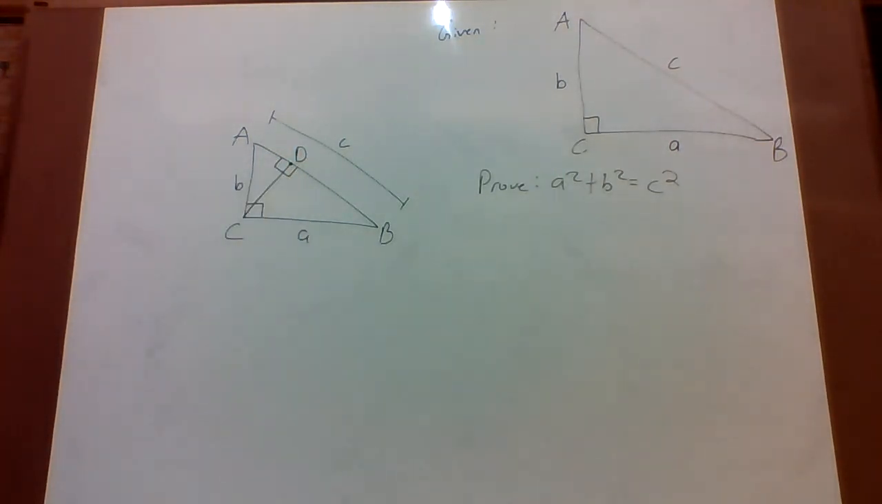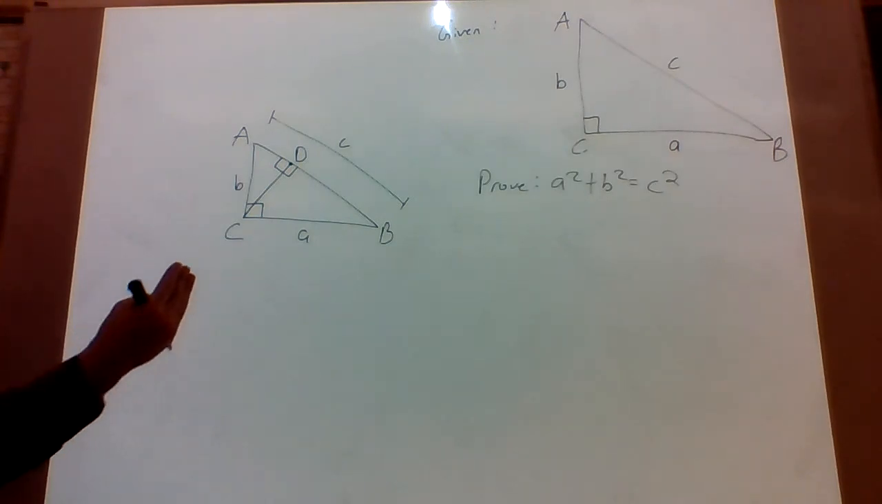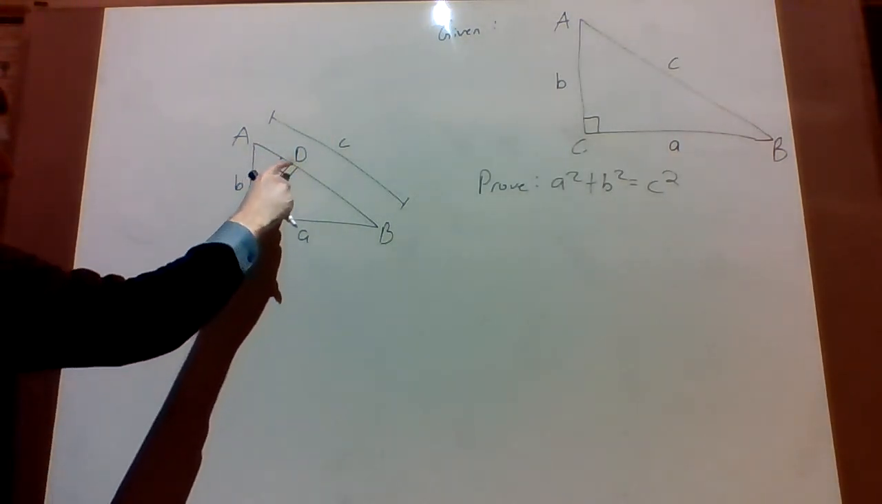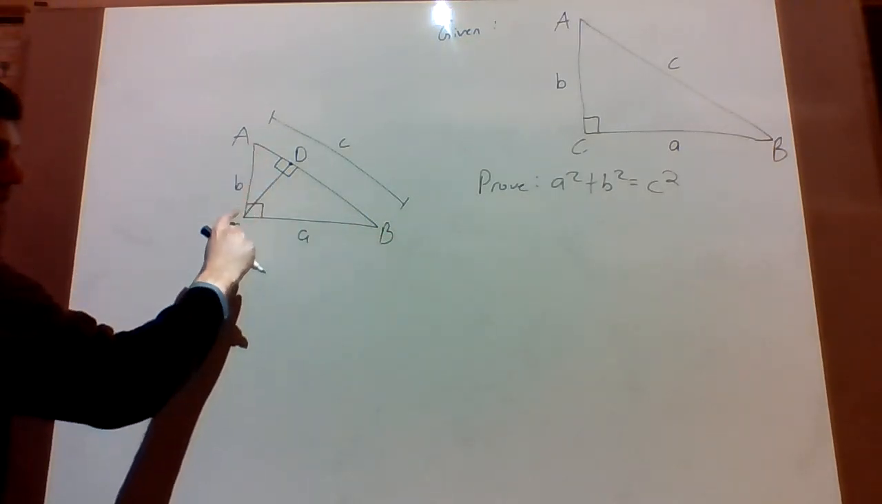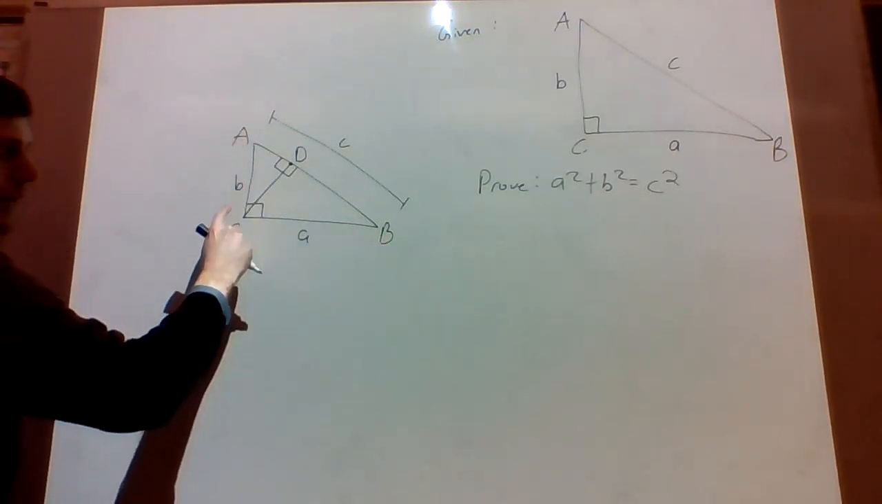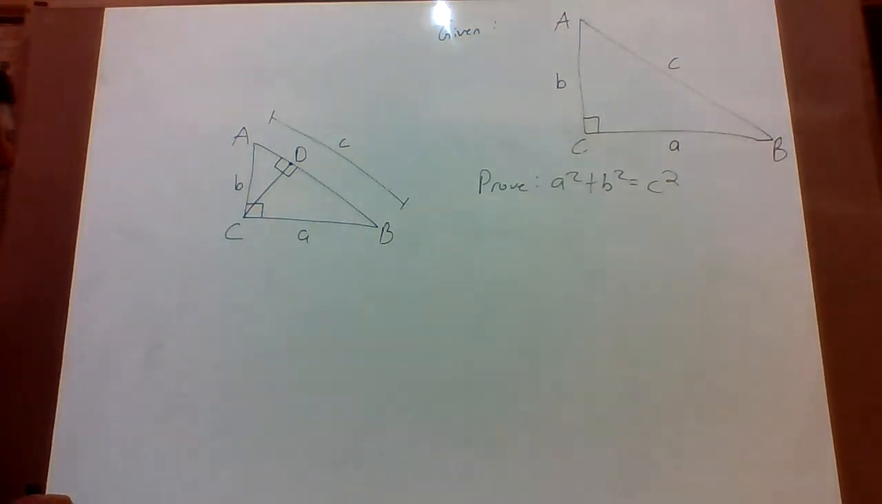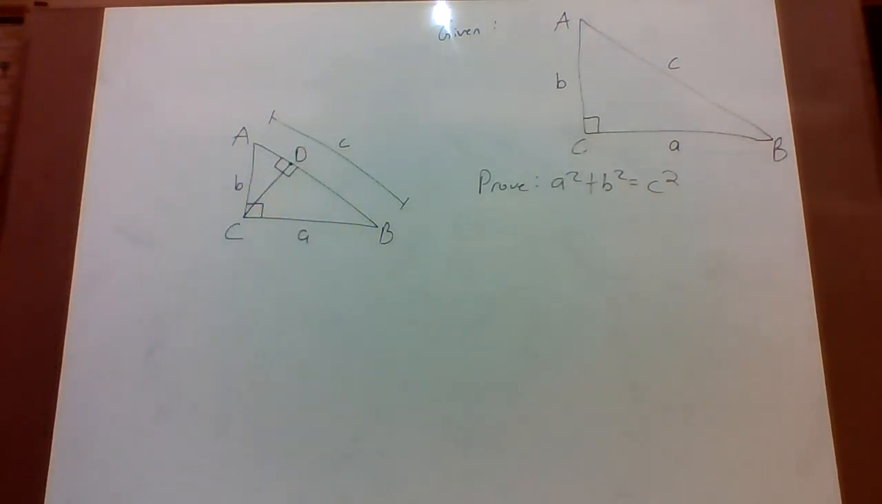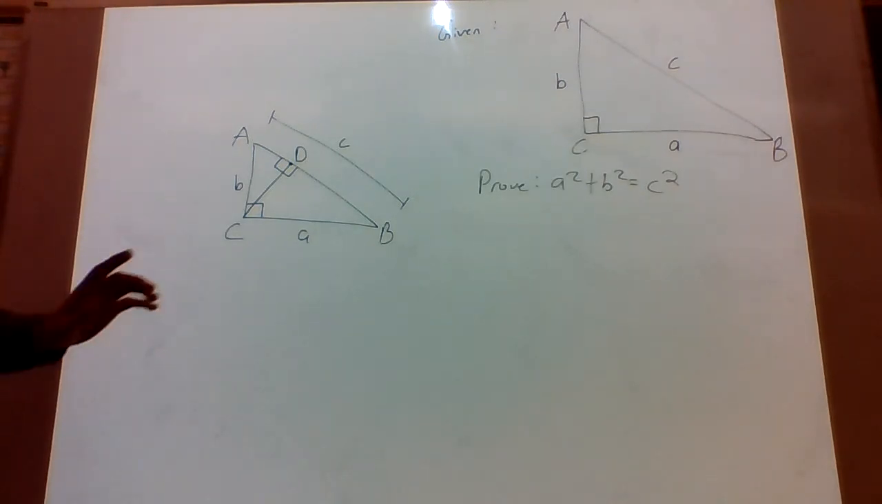So the first thing we notice is that we have three triangles. We have triangle ACD, triangle DCB, right? And then we have the big one, ABC. So we have three triangles here, the two small ones and then the large one. We also notice that those three triangles are right triangles. They all have right angles.